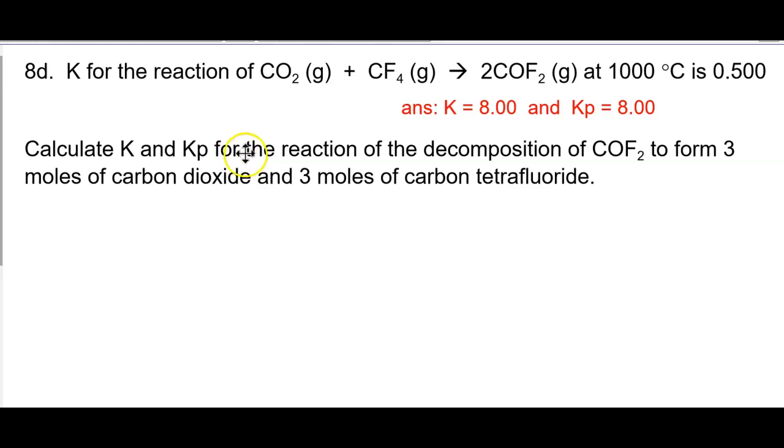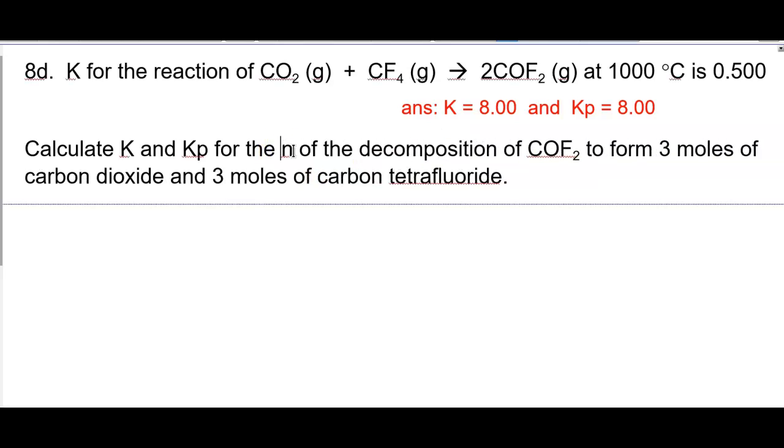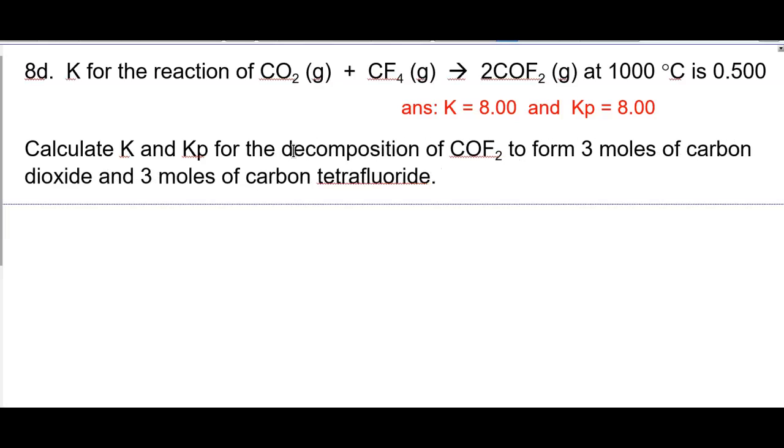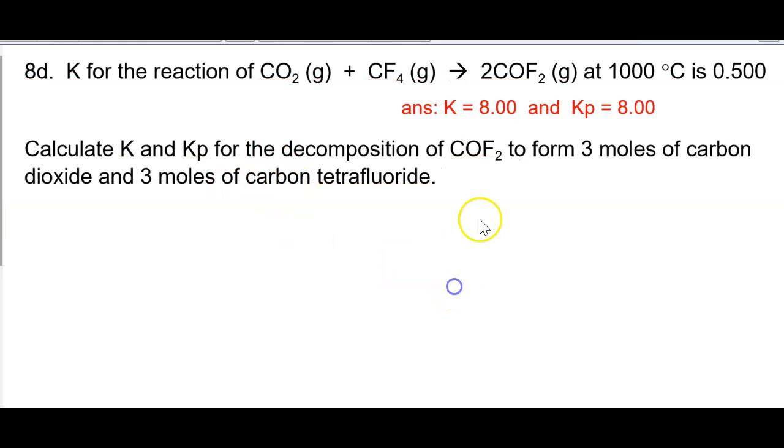Now we're going to calculate K and Kp for the decomposition. That's a horrible sentence. Let's try that again. It should say, for the decomposition of COF2 to 3 moles of carbon dioxide and 3 moles of carbon tetrafluoride. So I want to decompose this to form 3 moles of carbon dioxide and 3 moles of carbon tetrafluoride. So right now I have 1 mole of each of these, right? So I need to think about how to reverse. What do I multiply by?